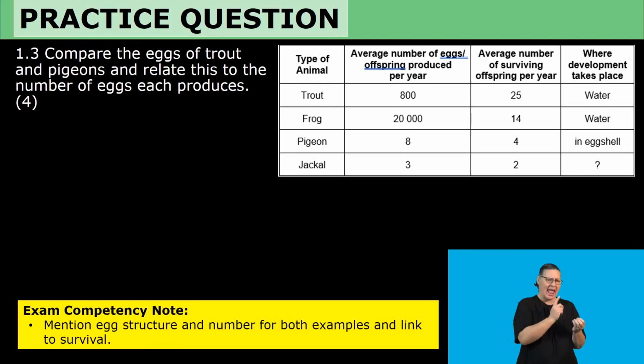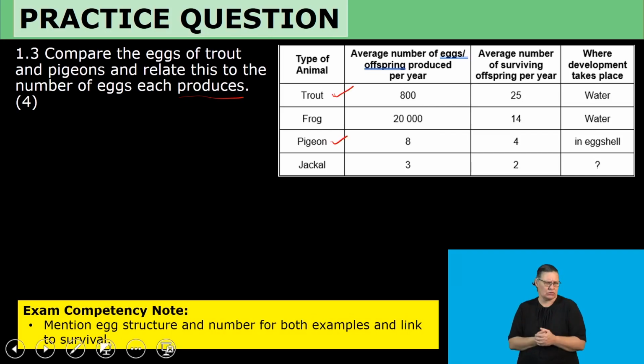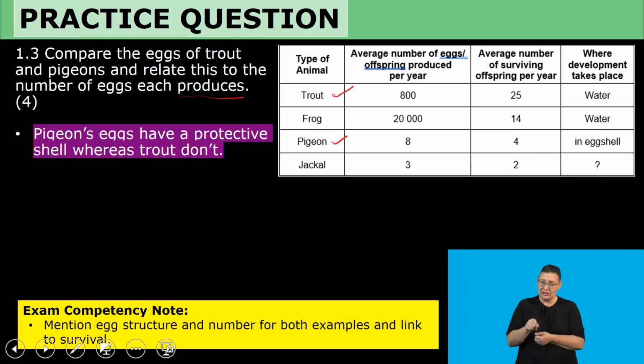1.3. Compare the eggs of trout and pigeons and relate this to the number of eggs each produces. You come back and you are looking at trout and you are also looking at the pigeon. For 4 marks, let's see. Pigeons' eggs have a protective shell whereas trouts don't. So you see there's a very protective shell on the pigeon's eggs, and unfortunately this fish here doesn't have.